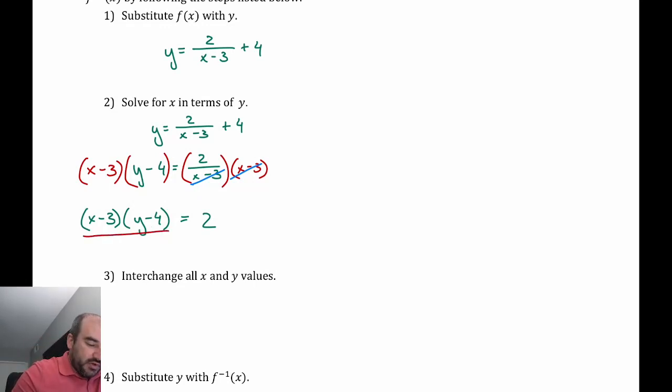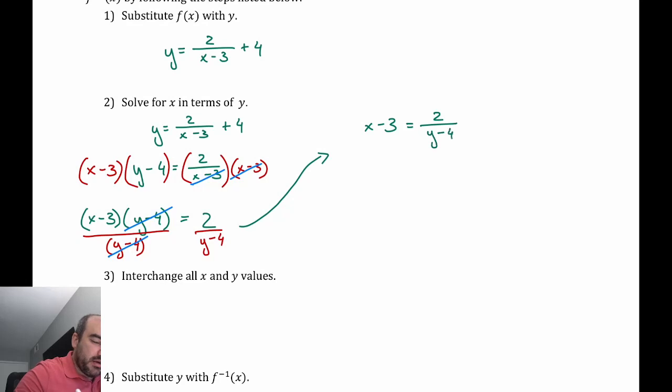Good. Let's try that. If we divide by y minus 4, the whole parenthesis will move to the other side as a fraction. So here the y minus 4's are going to cancel on the left. So we're going to end up with x minus 3 equals 2 divided by y minus 4. Just like how we multiplied by x minus 3 to move the x minus 3 to the other side, we can divide both sides by y minus 4, and it ends up in the denominator on the other side.